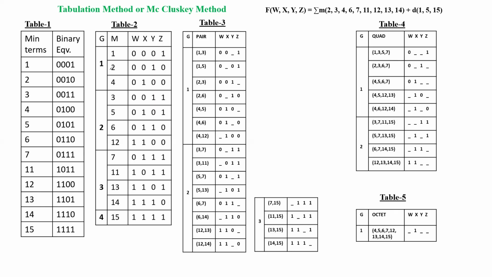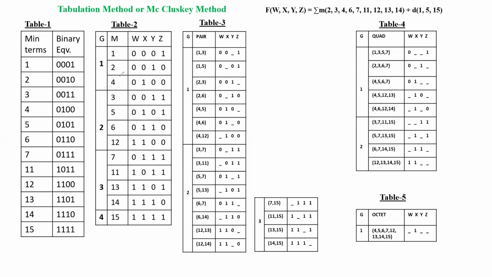Next, if you compare 1 and 6, for example, how many bits are changing? We are going to find out. In both combinations, the X and Y bits both are changing. Here it is 0, 0. Here we have 1, 1. So that's why the pair 1 and 6 is not possible. If more than one bit is changing, that pair will not be made.